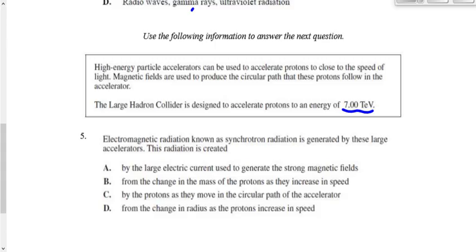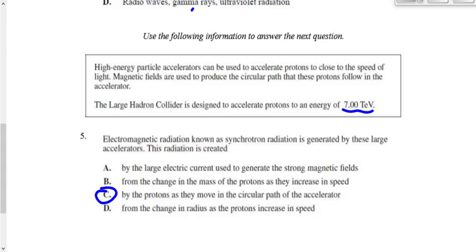Now, the question says, EMR, known as synchrotron radiation, is generated by these large accelerators. This radiation is created by what? Well, we haven't talked about synchrotron radiation, right? So how are we supposed to know how it's produced? How is any type of EMR produced? That's what you got to go to, right? How is any type of EMR produced? By accelerating charges. So we're looking for an answer here that is some form of accelerating charges, right? Make sense? Which one is it? Yeah, C.